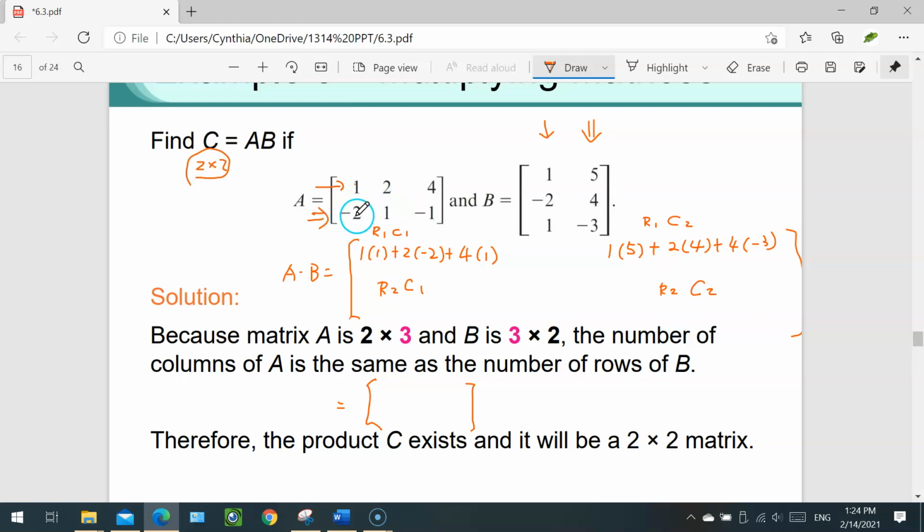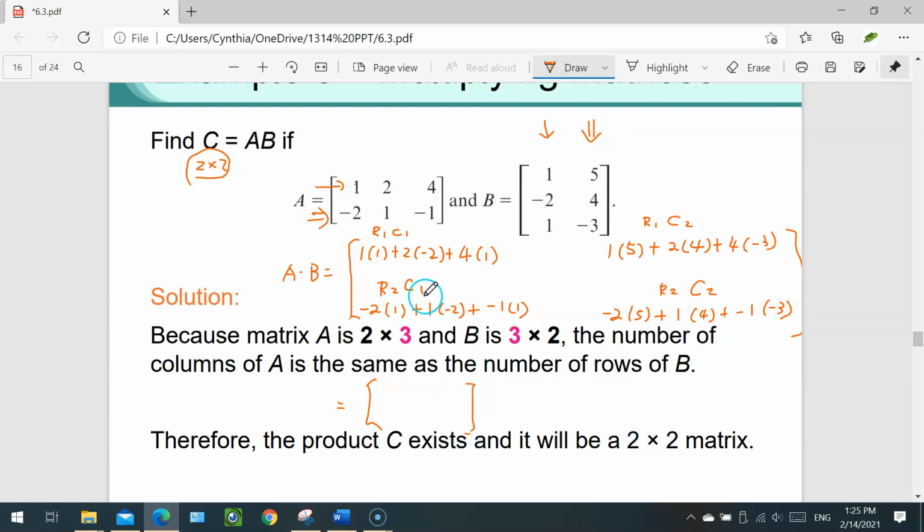So the first entry on row 2 of matrix A is negative 2. Now we multiply with column 1, which is 1, plus 1 multiplied by negative 2, plus negative 1 multiplied by 1. Now we move to row 2, column 2. So we take negative 2 multiplied by 5 plus 1 multiplied by 4 plus negative 1 multiplied by negative 3.